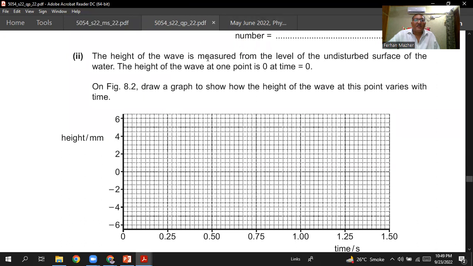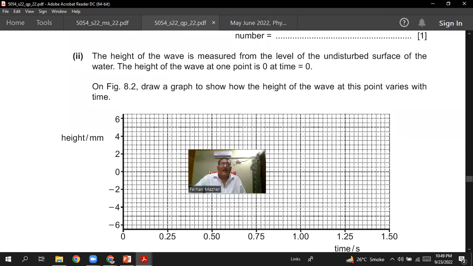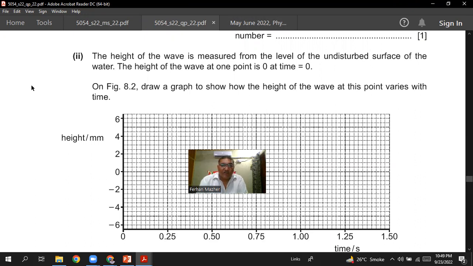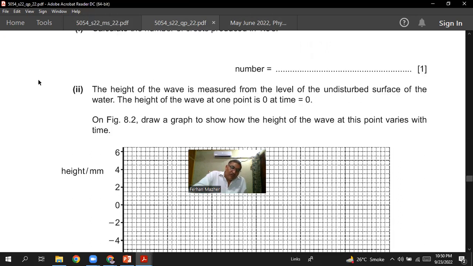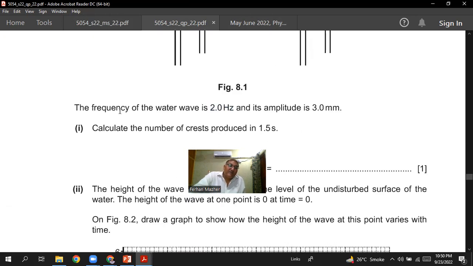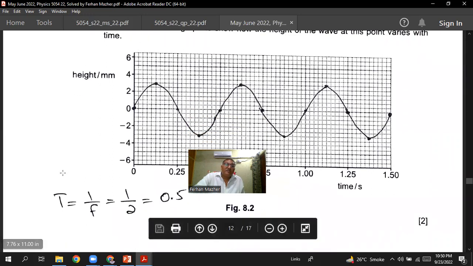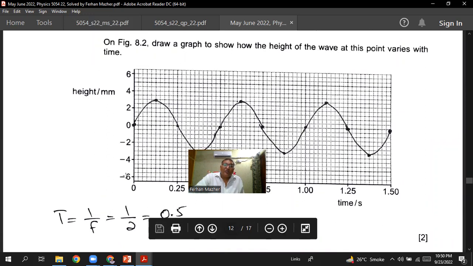He says the height of the wave is measured from the level of the undisturbed surface of the water, and the height of the wave at one point is 0 at time equals 0. On figure 8.2, draw a graph to show how the height of the wave at this point varies with the time. First of all, the frequency of this wave is given, that's 2 hertz. I will calculate the time period of this wave. You know that the time period is equal to 1 by f, so it will be 1 by 2, that will be 0.5 seconds.